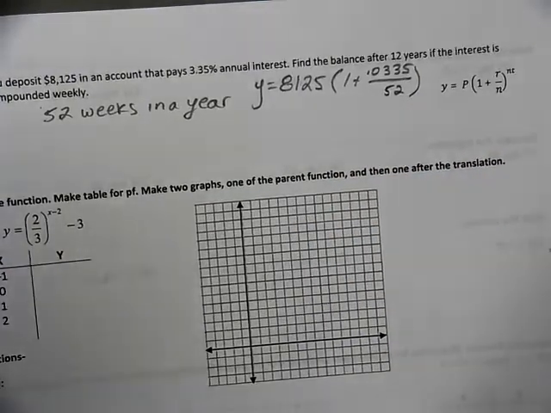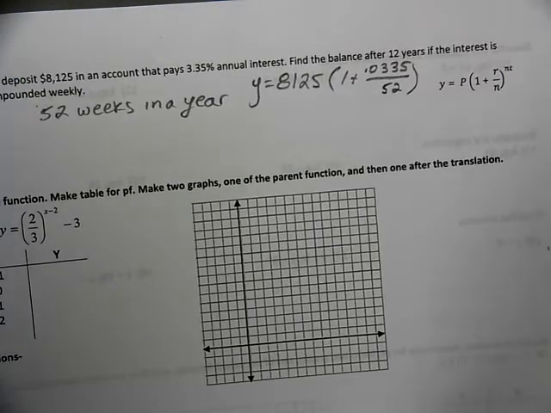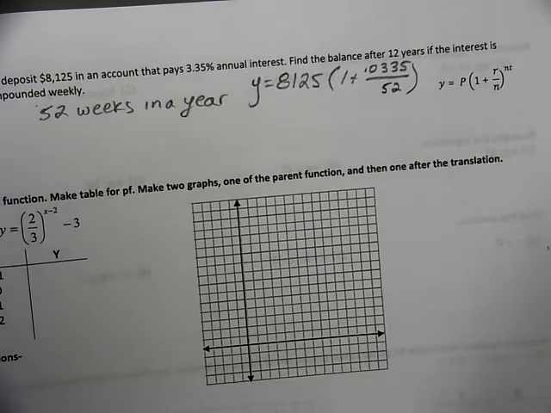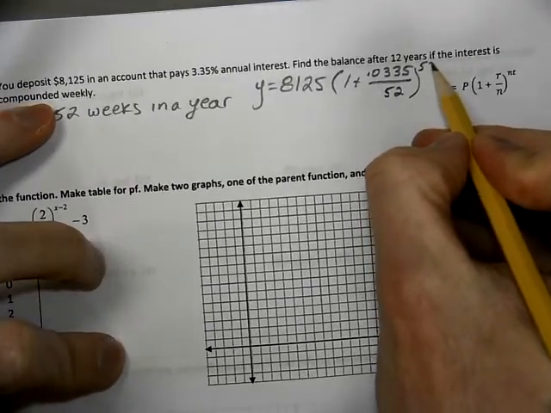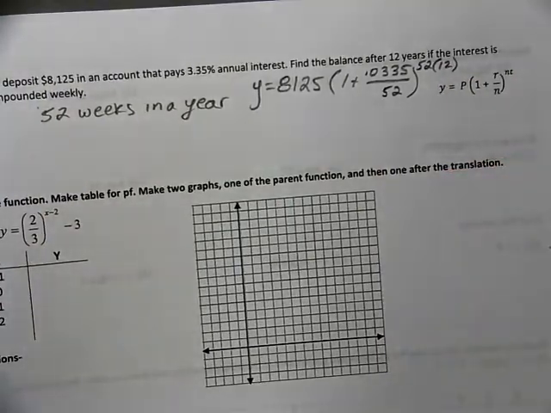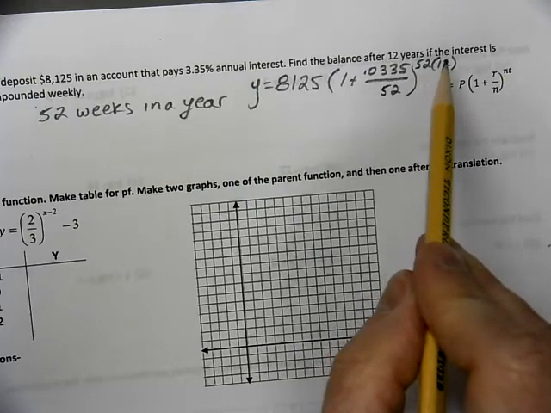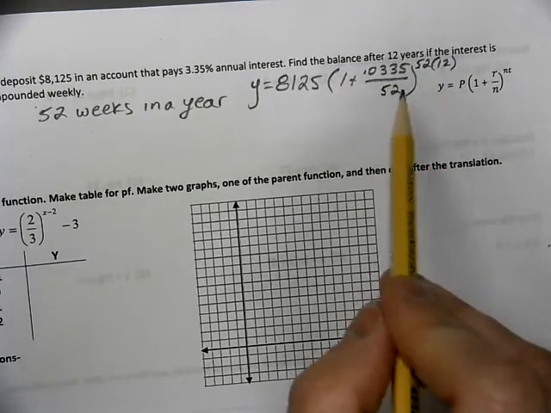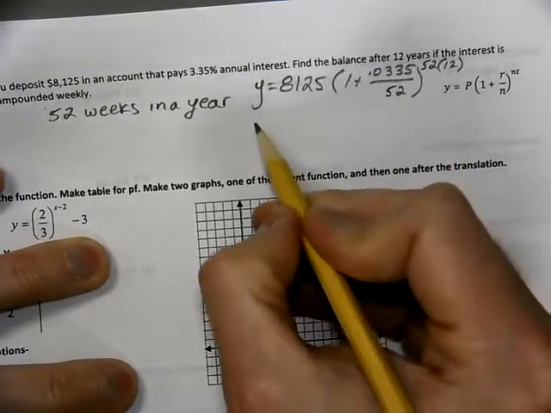So that means we're going to take our 3.35% and we're going to break that into 52 equal amounts. So we divide that by 52. And that's how much we get at the end of each week. So by taking that 52 and multiplying it by the number of years, that also tells us how many of those weeks there's going to be in this calculation.